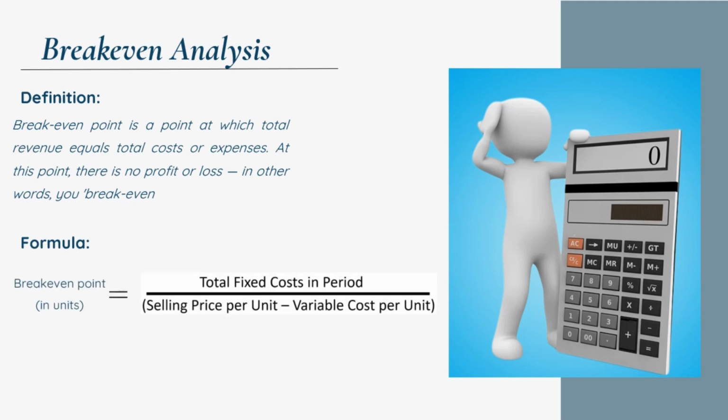The formula to calculate the break-even point in units is total fixed cost divided by the selling price per unit minus the variable cost per unit.